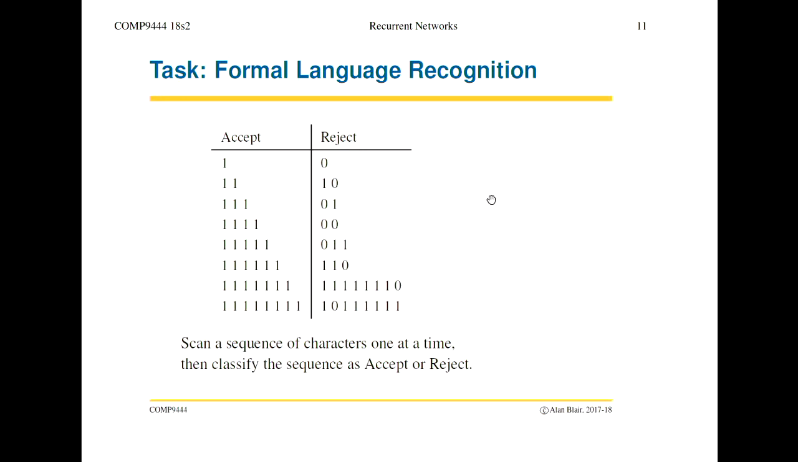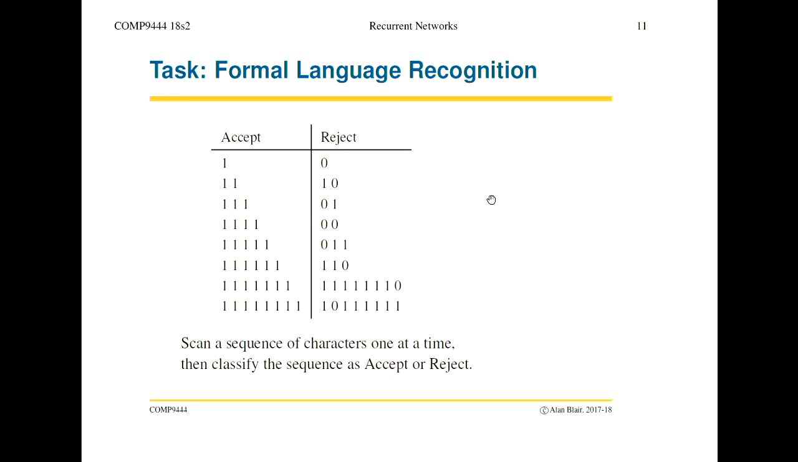Now what kind of tasks can we do? Again, these are sort of toy tasks, but they lead to the same methods. I'll show you later on how the same methods can be applied to really quite serious problems like machine translation and so on. So the task here is called formal language recognition.